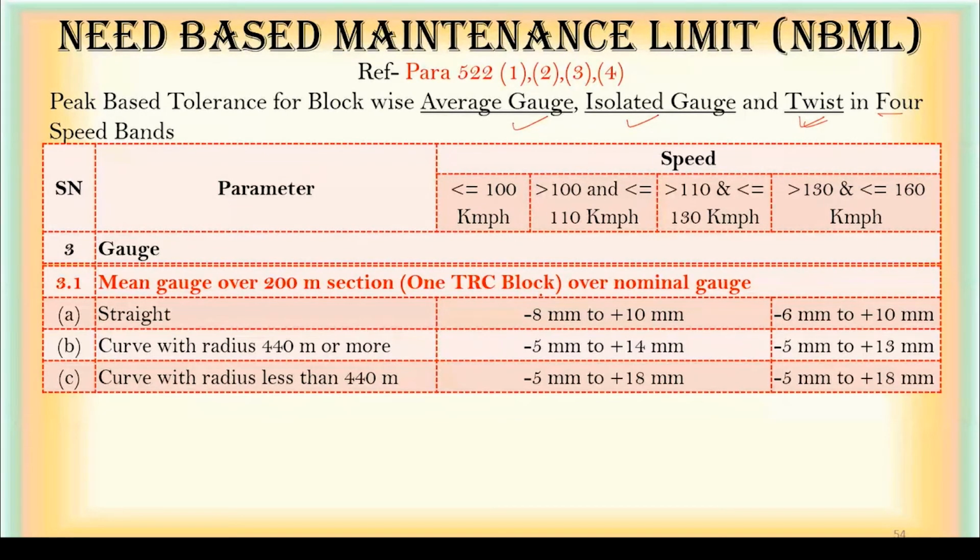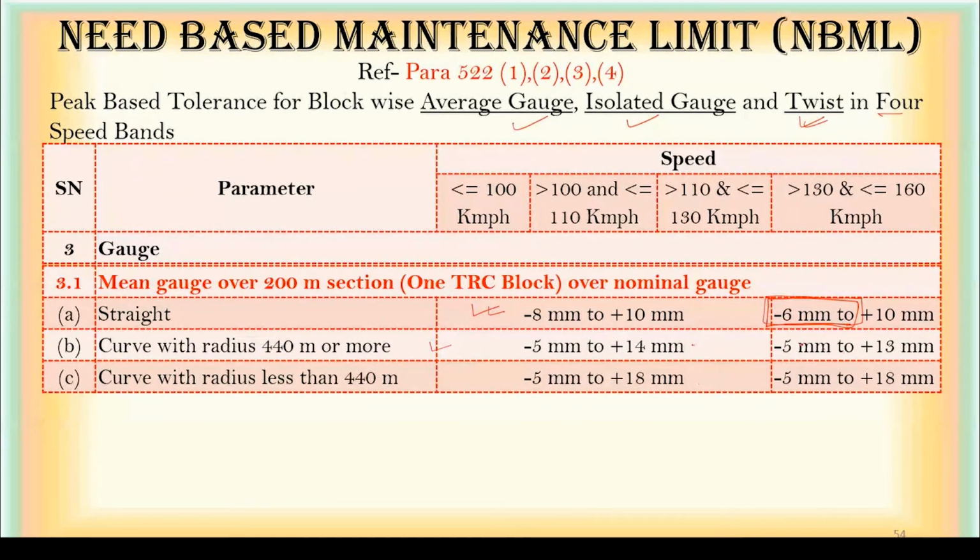Now in PV manual we see 4 tables and for each table values have been given, but ultimately if you see, these are 2 tolerances: up to 130, -8 to +10 in case of straight track, in case of mild curves -5 to +14, and in case of sharp curves this is -5 to +18. For higher speed band, the negative side gauge has been further relaxed a little bit, -8 to -6 here.